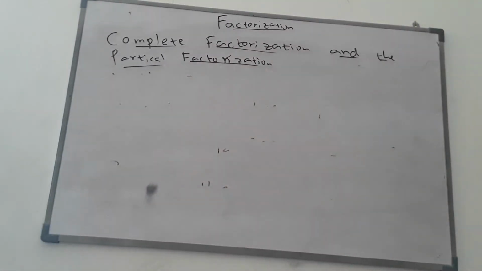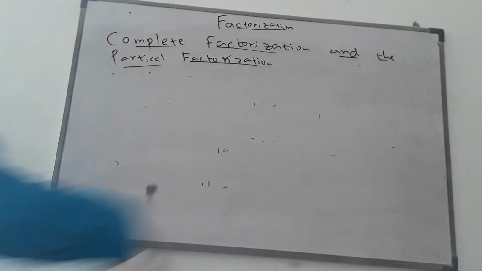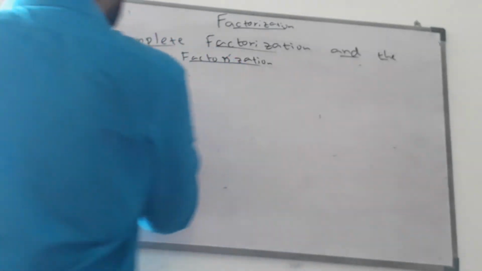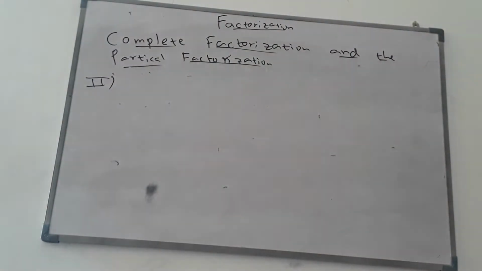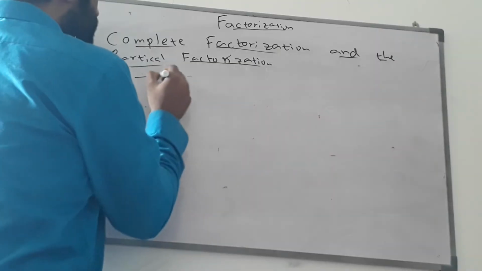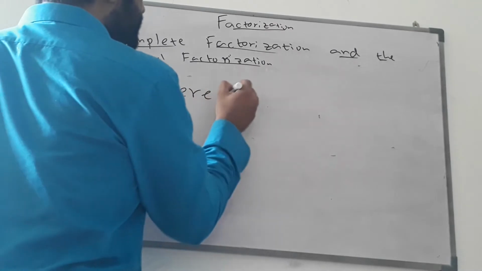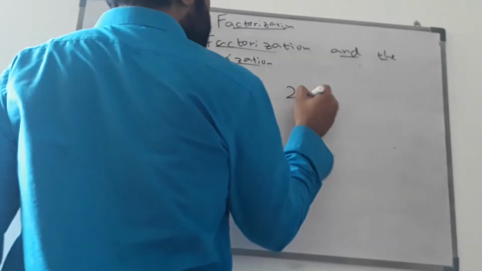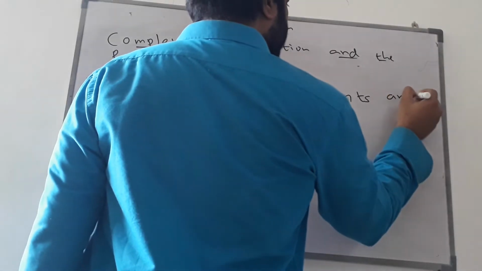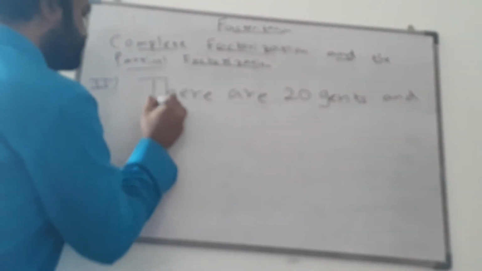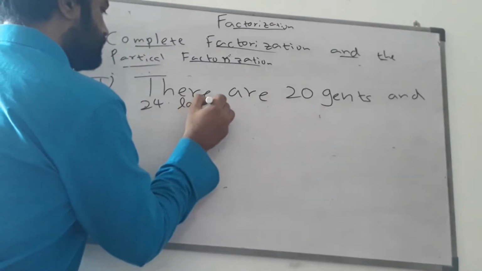Okay, next sum, also I'm going to do in this fashion. This is a word problem. Second question. Second question, it says there are 20 gents and 24 ladies in a gathering.